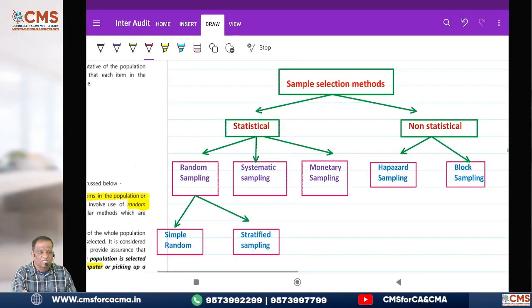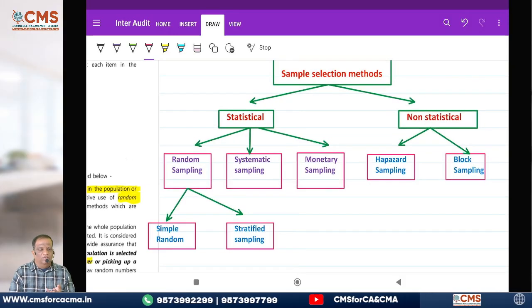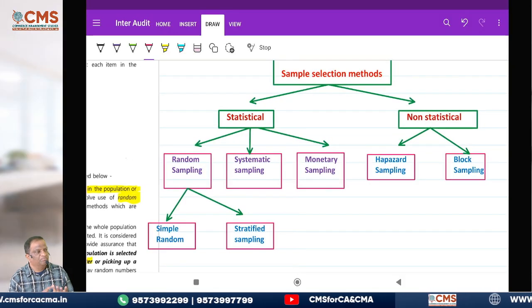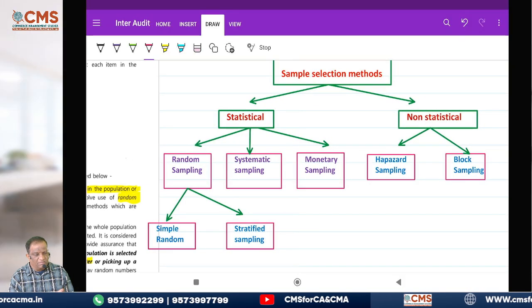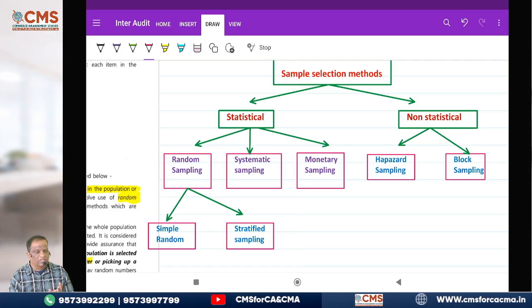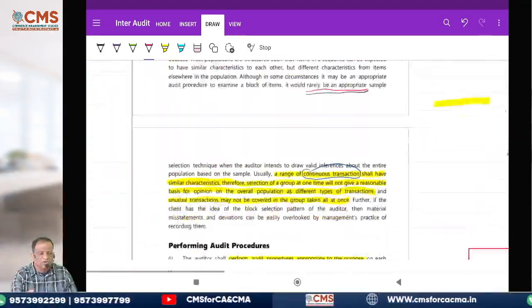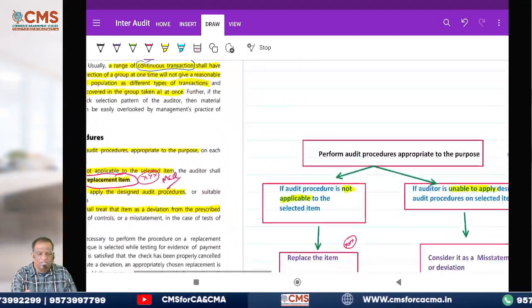To repeat: statistical, non-statistical. Now you tell me, under statistical, what are the three methods that I am having? Random sampling, systematic sampling, and monetary sampling. And under non-statistical, two methods: haphazard sampling and block sampling. So these are the points that are relevant.